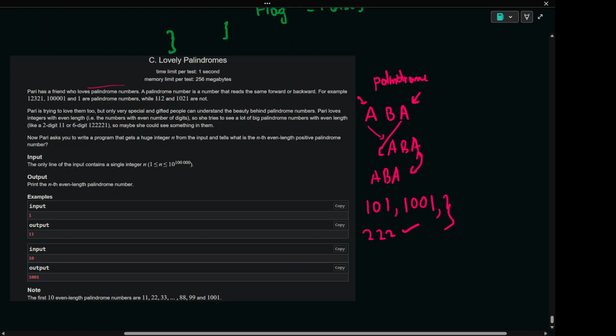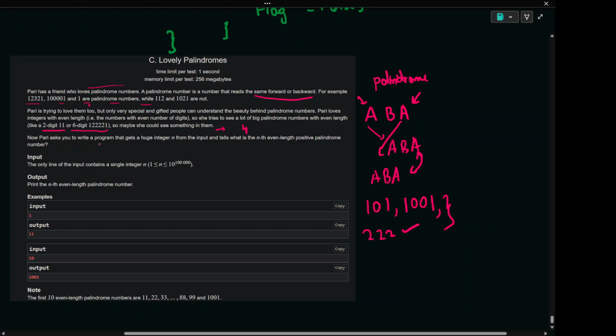Now, what does it say? A palindrome number is a number that reads the same forward and backward. But only very special and gifted people can understand the beauty behind palindrome numbers. Pari loves integers with even length. They gave an example, right? So it is a 2-digit number, or a 4-digit number, or a 6-digit number. That is the even length. So she tries to see a lot of big palindrome numbers with even length, so maybe she could see something in them.